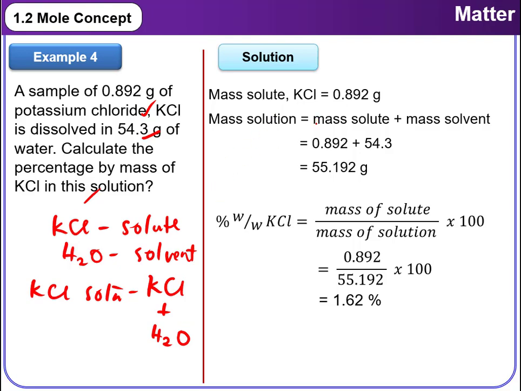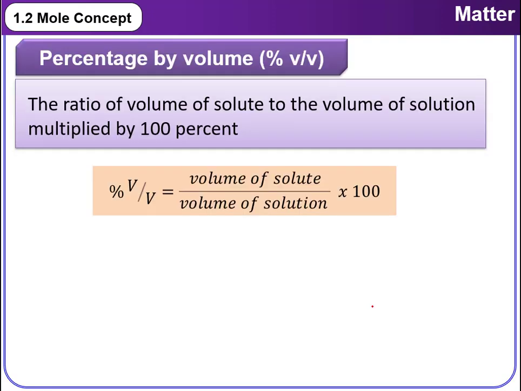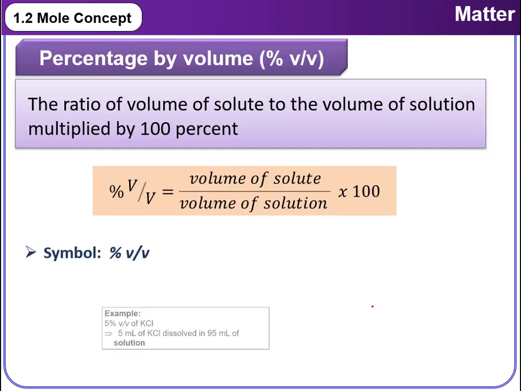The mass of solute KCl, the mass of potassium chloride, is given in the question. So we know that mass of solution equals mass of solute plus mass of solvent. So simply insert, then you have the mass of solution is 55.192 gram. Insert it here, the mass of solute in the question. Then you have the answer, percent weight per weight of KCl is only 1.62%.